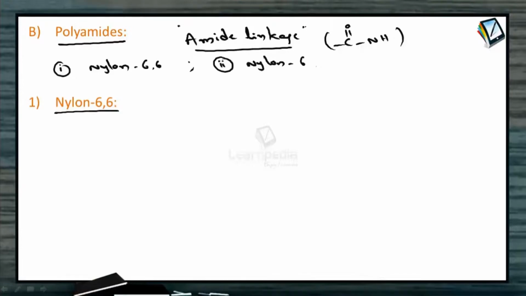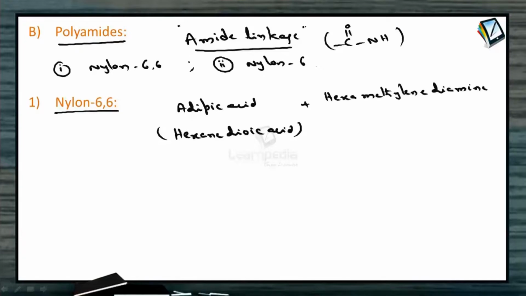Let us now first see about Nylon 6,6. It is the polymerized product of adipic acid, which is hexanedioic acid, and hexamethylenediamine. This is another monomeric unit which also can be written as hexane 1,6-diamine. So these on condensation give Nylon 6,6. So the monomeric units are adipic acid and hexamethylenediamine.